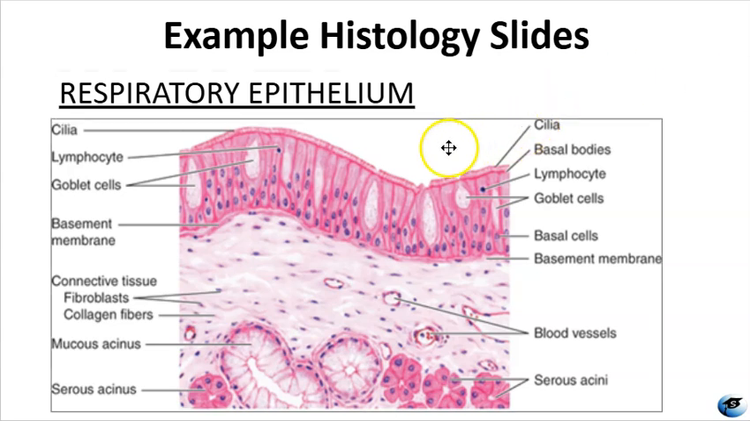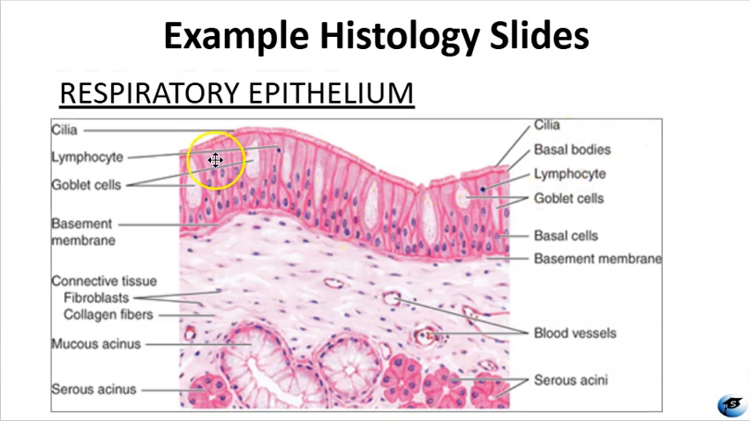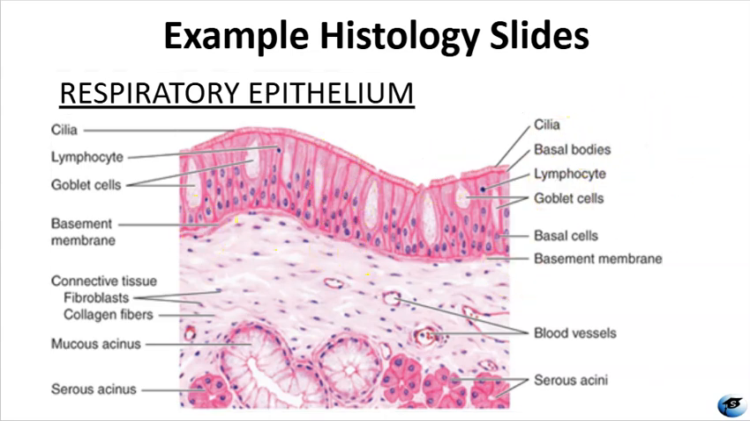So even though this area up here appears layered, every one of these cells actually touches the basement membrane. So that's why they call it pseudostratified.